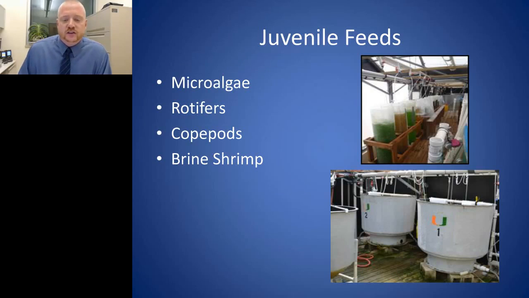For juvenile feeds, we start with microalgae and rotifers and copepods, brine shrimp or artemia, and you can see that we're growing them in these large cylinders. That's kind of an old picture on the top. Since our population has grown here at the University of Miami, we now use the vats on the bottom to grow even more of these juvenile feeds. The rotifers and copepods and microalgae are critical to the success of growing out new species.